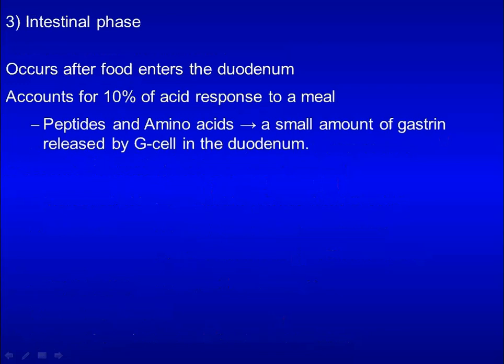Presence of food, especially peptides and amino acids, in the upper portion of the small intestine causes G cells in the duodenum to secrete gastrin. This phase accounts for 10% of acid response to a meal.